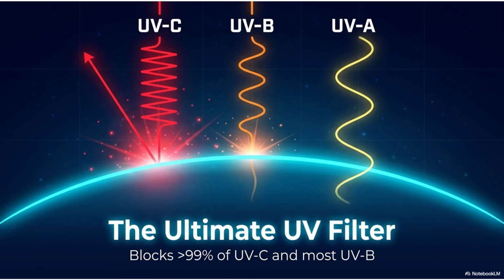Think about sunglasses. When you wear sunglasses, they reduce the amount of harmful or excessive light reaching your eyes. Similarly, the ozone layer reduces the amount of harmful ultraviolet radiation reaching Earth's surface. This protection is extremely important for human health, plants, animals, and ecosystems.